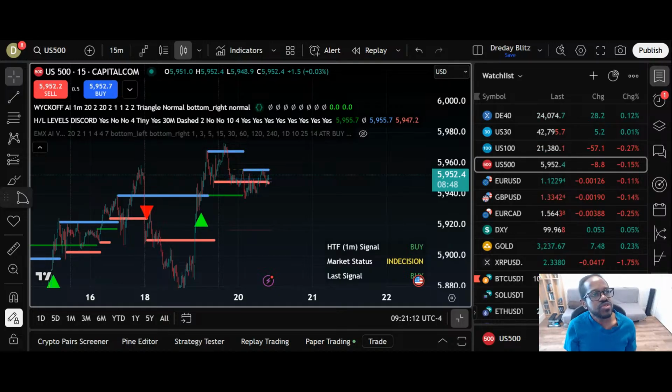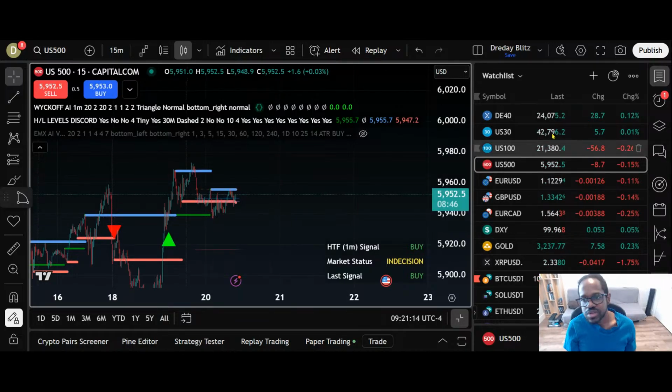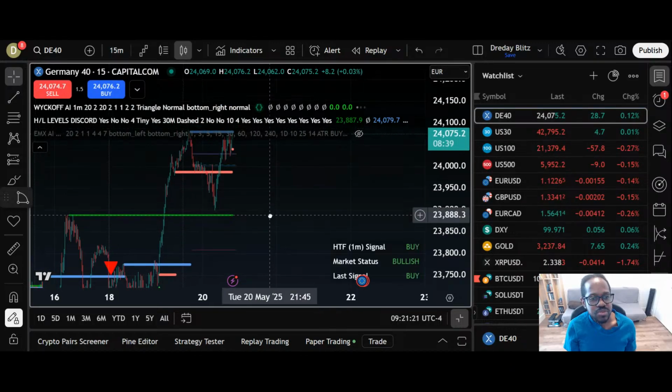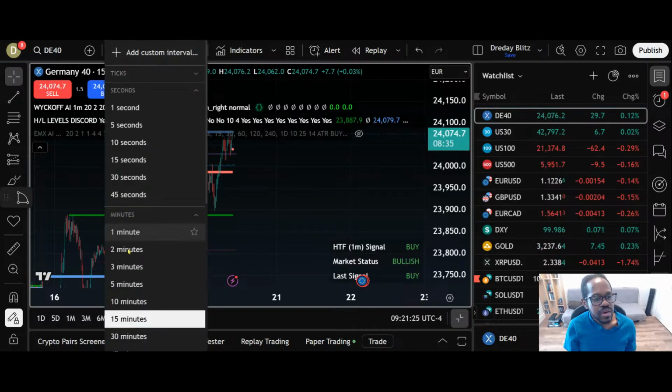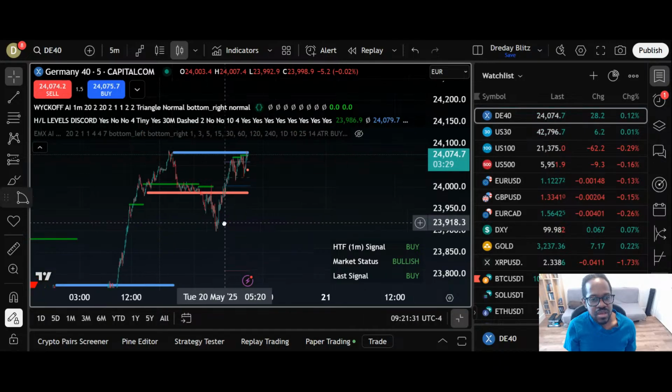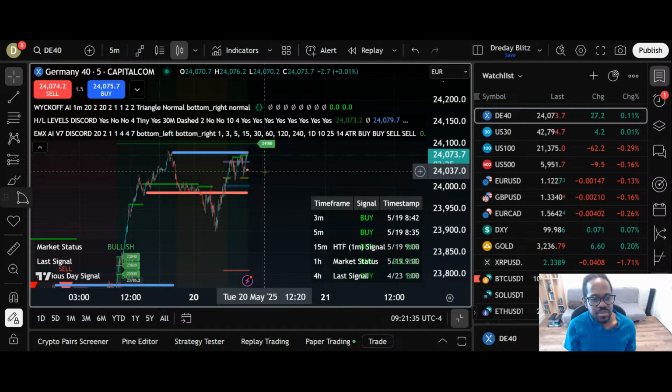Yeah, but for German, like I said, I wouldn't look to take a buy for now. Like I said, I'm expecting the price to go down, because in my analysis here, it already did the buy.